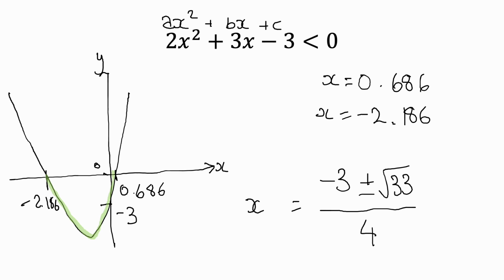So we write it as x has to be, well, less than our 0.686, but it has to be greater than, or let's say minus 2.186 is less than x. Or you can essentially say that x has to be greater than minus 2.186. And that is it.